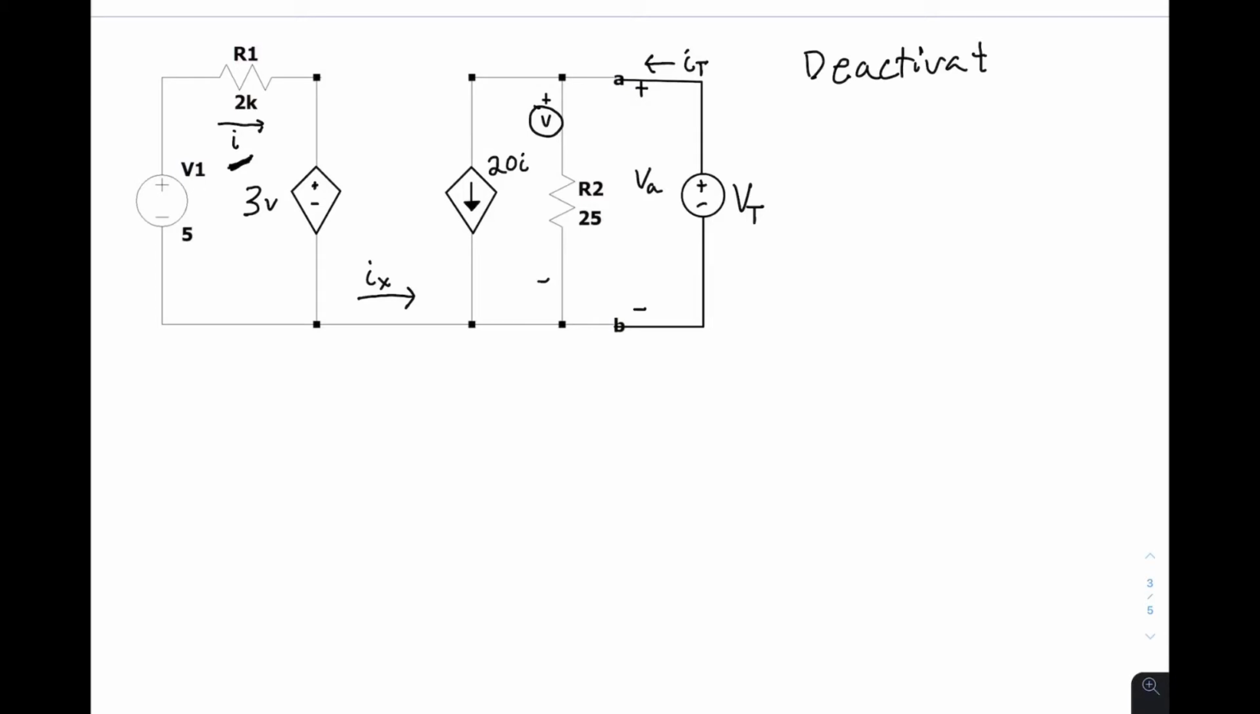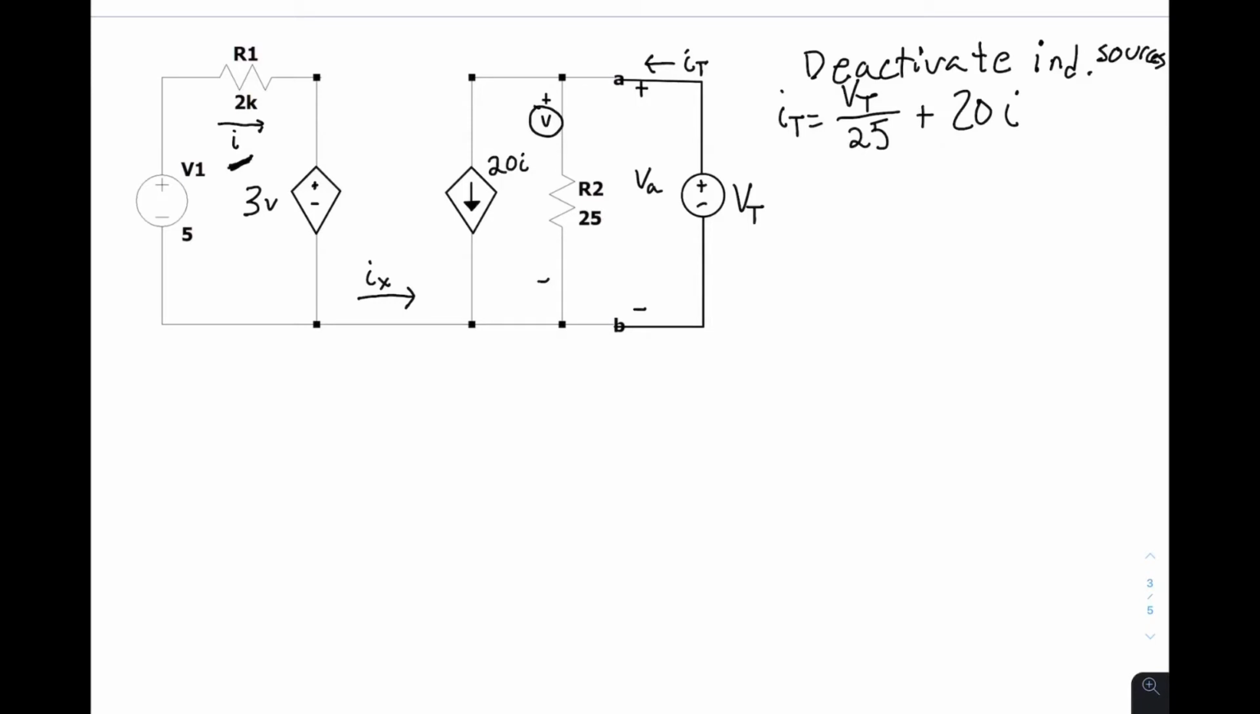So now to find the Thevenin resistance, we're going to simply solve this circuit. So we'll have I of T is going to equal our test voltage over the 25 ohms plus our dependent current source, which is 20I. And then next, we're going to figure out what our variable I is.